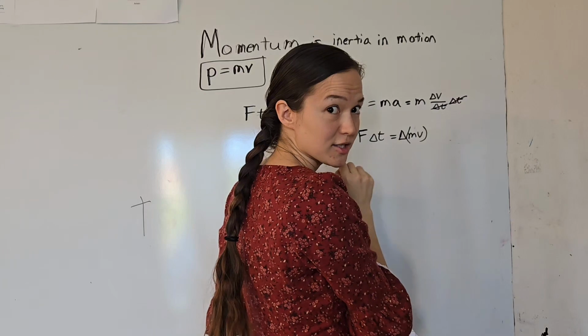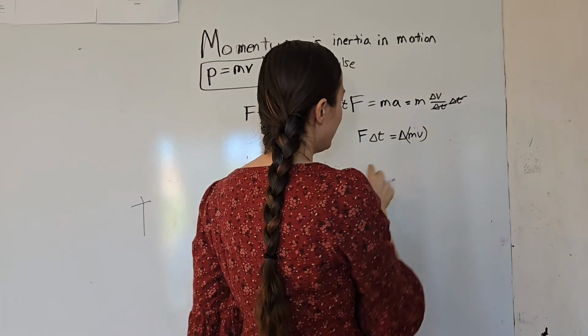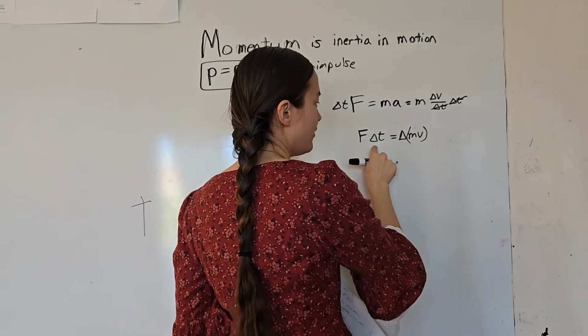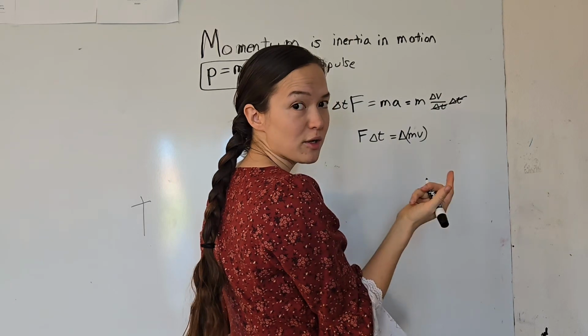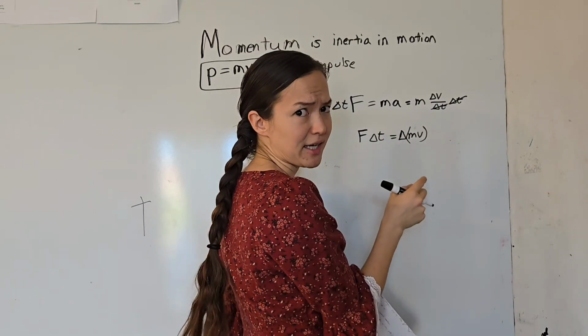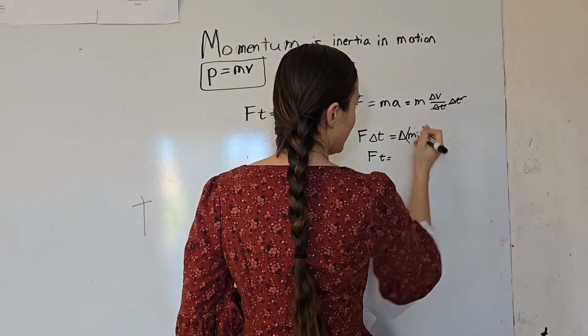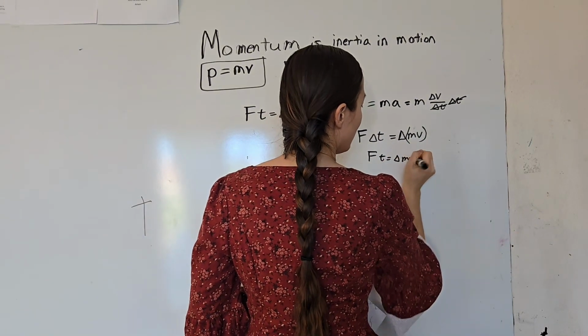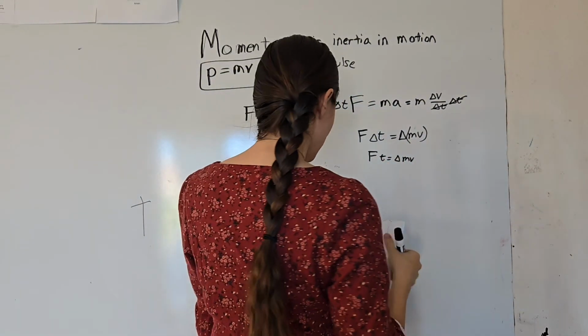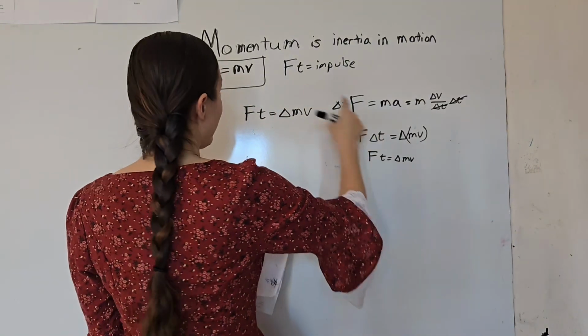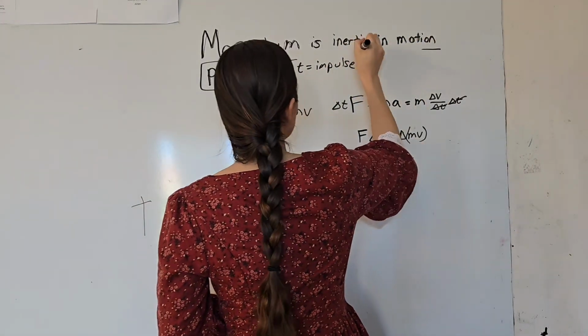Well, usually we assume the mass doesn't change, so I can move the little change thing out there. So force times change in time, and often when people say change in time, they just put in the time. You don't say from 0 seconds to 5 seconds, you just say 5 seconds. So we've got Ft is change in momentum, mv. Okay, so this is the next equation we can write up here.